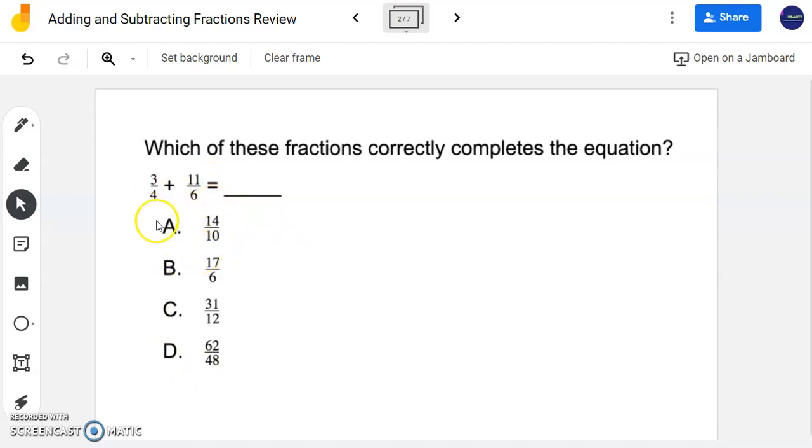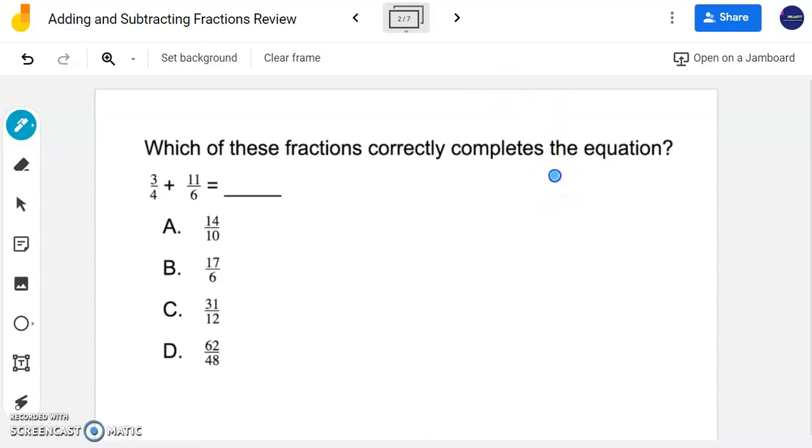First thing I do notice is I have a proper fraction and an improper fraction. Doesn't matter if you even have a mixed number, improper fraction, proper fraction, it is the same process for every type of fraction you see. Now, I also happen to notice that the two fractions given to me have different denominators.